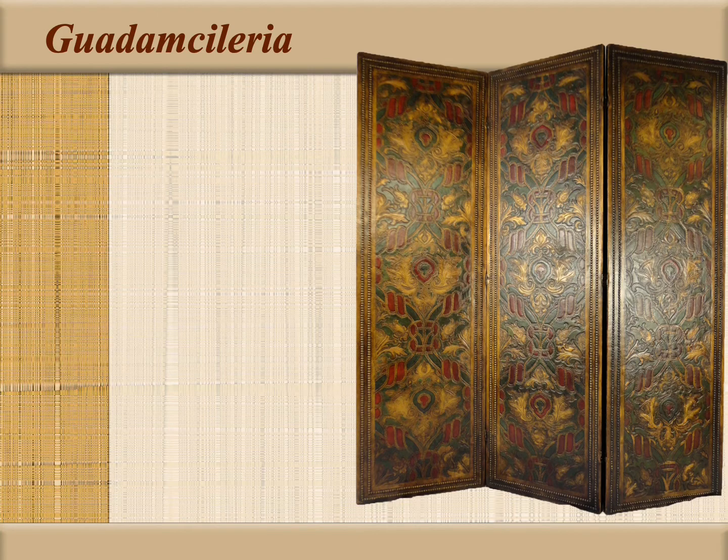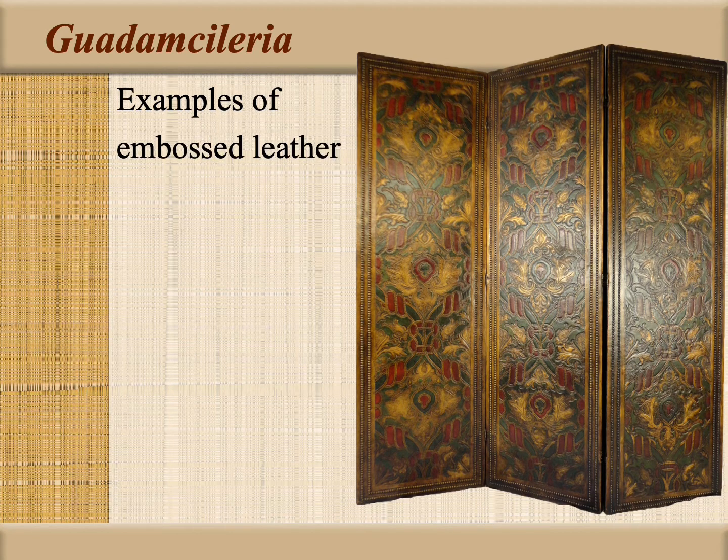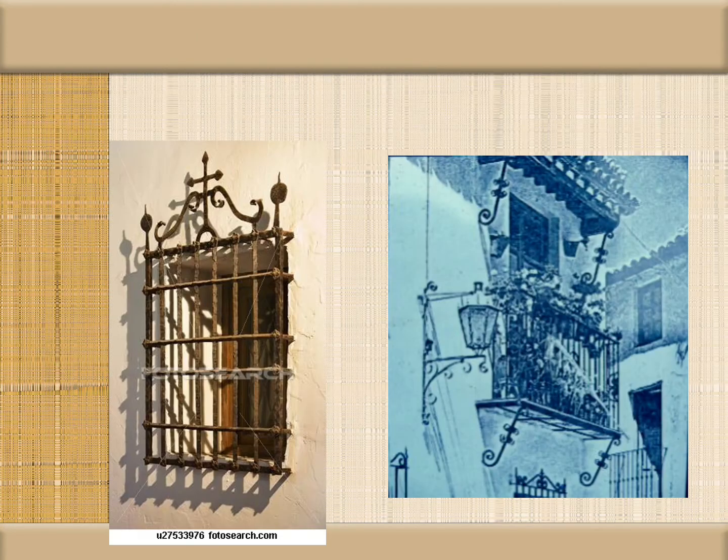So this is the guadalmelaceria. So this one, it would have been embossed and then painted, which is why we still term this as the guadalmelaceria. Here is that grill work as well as the iron work that we've seen. So this would have been like on the outside of windows. You can see it in the use of a balcony here.